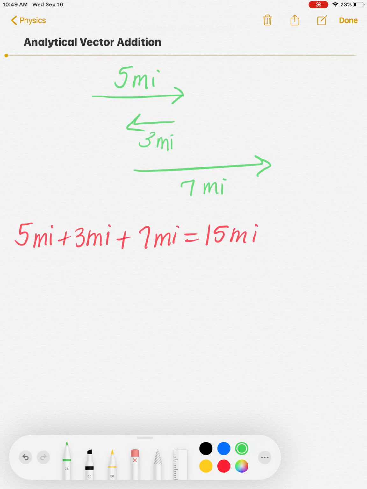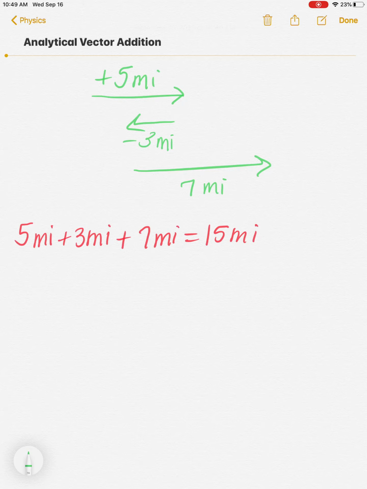So the better way to add these is to assign directions and say to the right is positive, to the left is negative, and then add these up. So 5 miles minus 3 miles plus 7 miles would give us 9 miles overall.